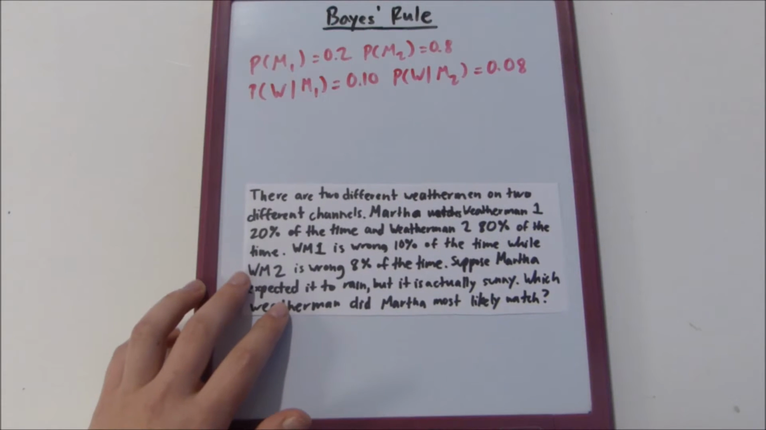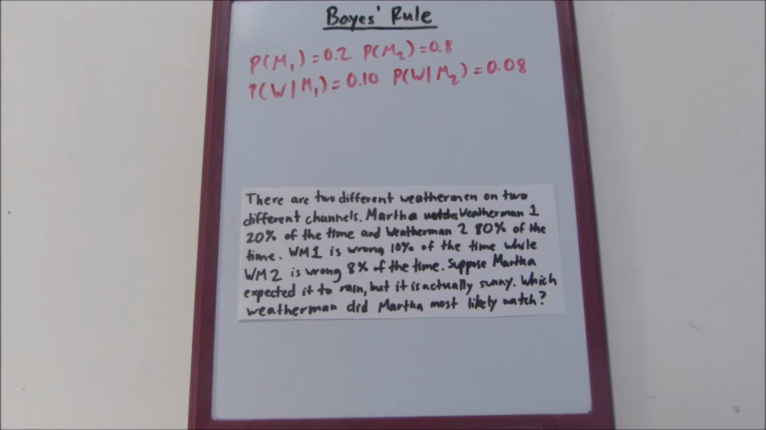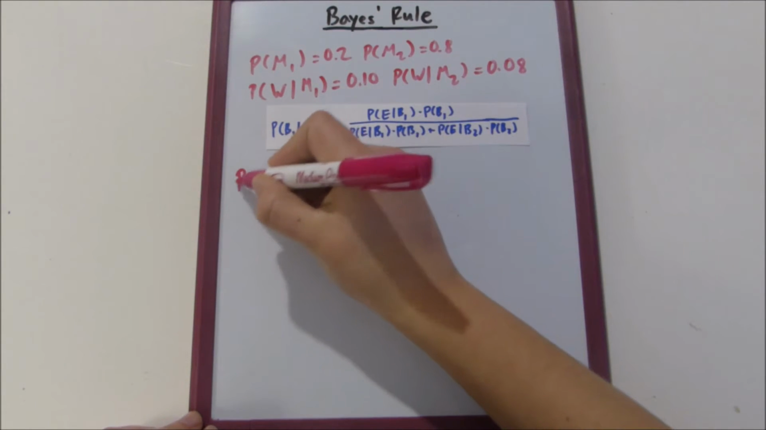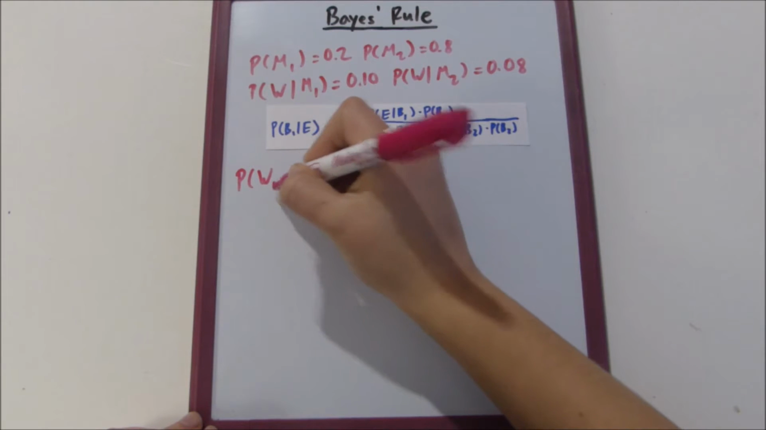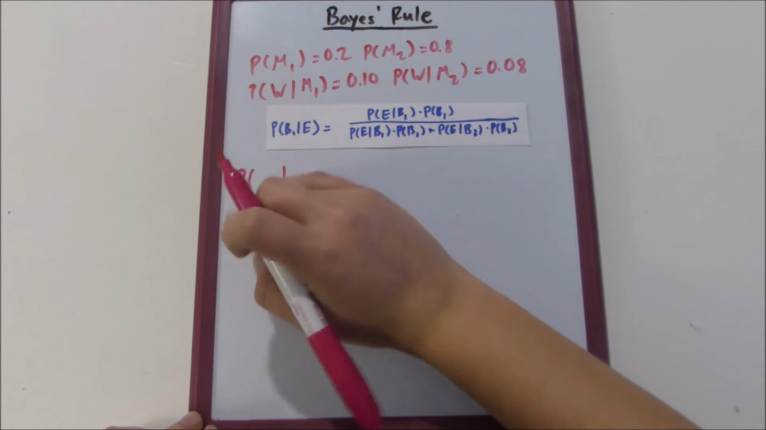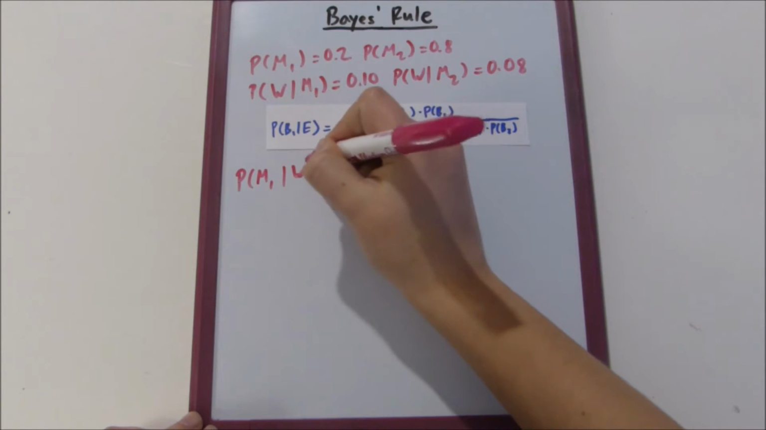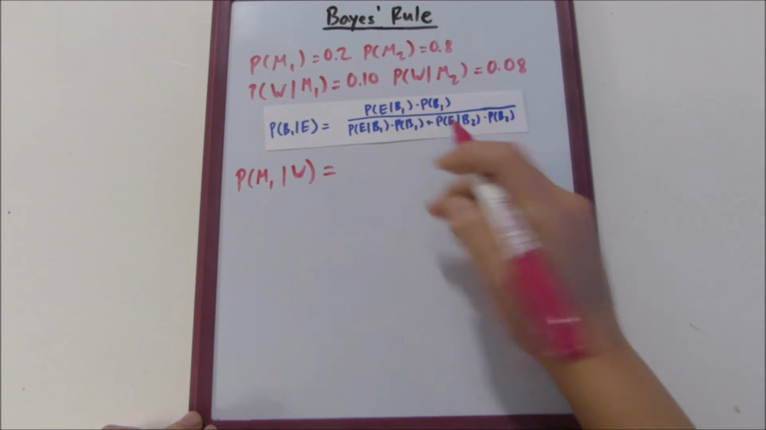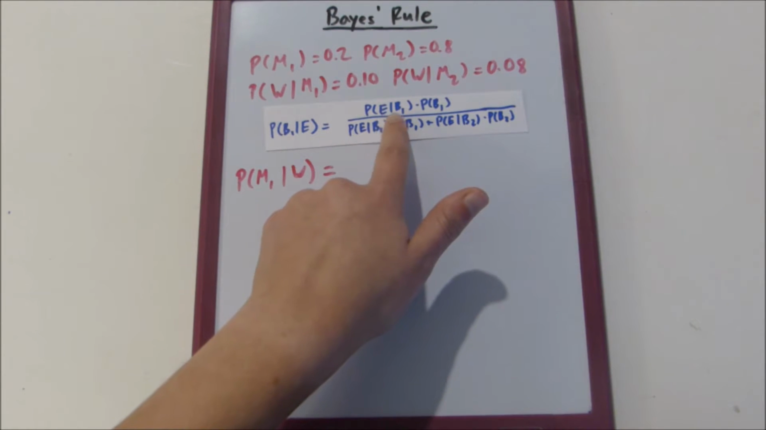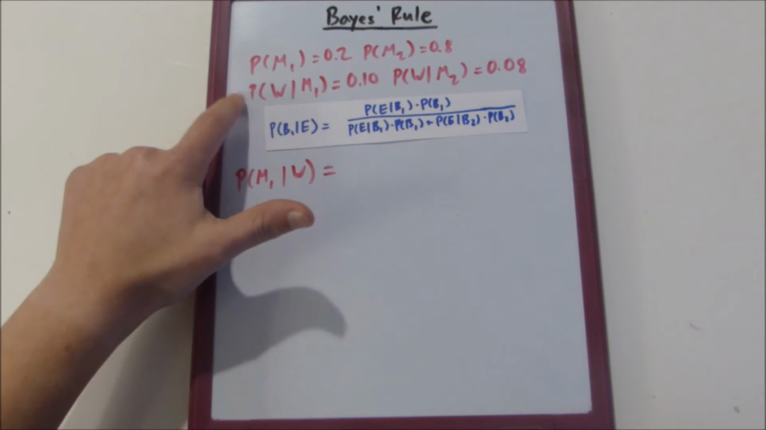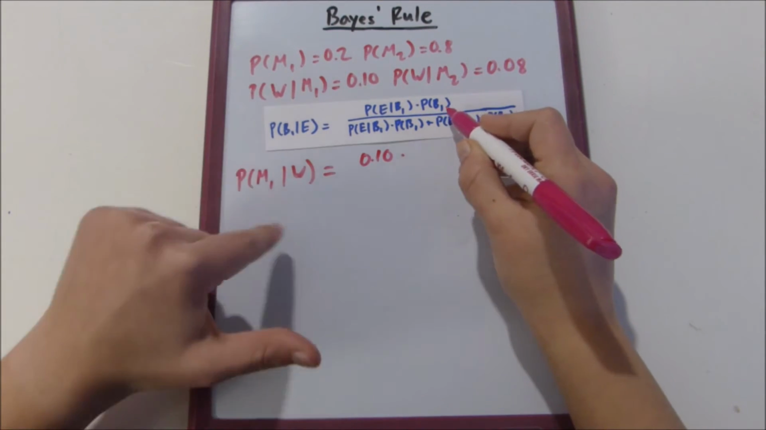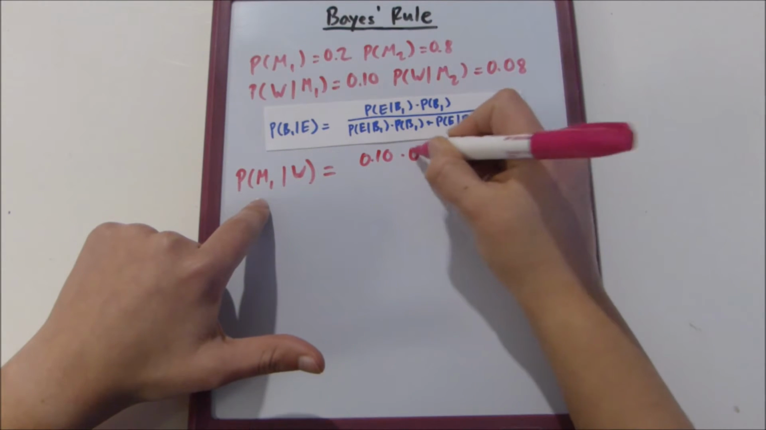Alright, now we've picked out all the information, so now let's solve for what we want. We're trying to solve the probability that it was weatherman 1 who was wrong. Maybe pick better variable names than me. So, we're trying to find probability of weatherman 1 given wrong. So we have that right here: 0.10 times the probability of M1, which is 0.2.